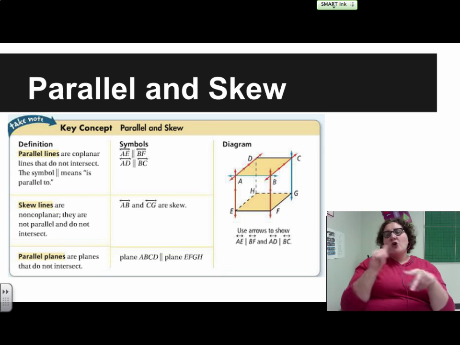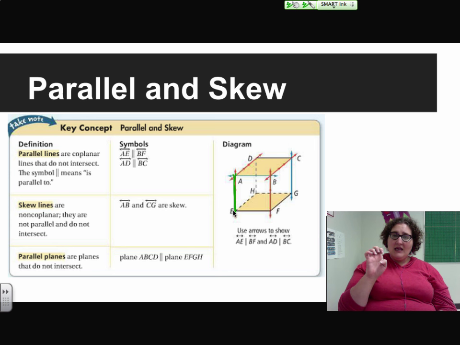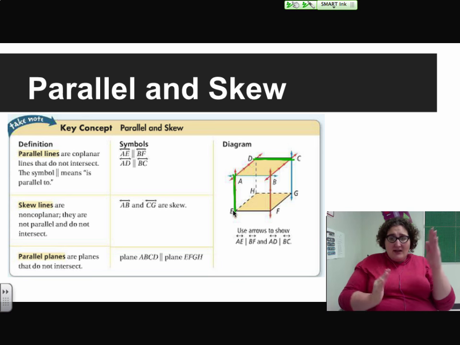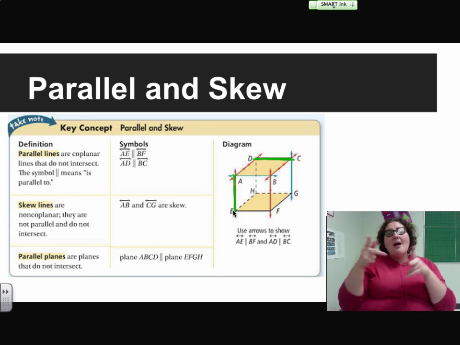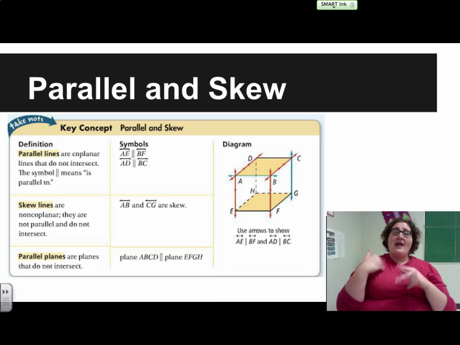So we'll notice that they give an example of, well, we could do AE and DC. Those are examples of skew lines because they're never going to intersect each other, but they also are not parallel to each other. And then we have parallel planes, which are planes that do not intersect each other. An example in the classroom would be the floor and the ceiling.